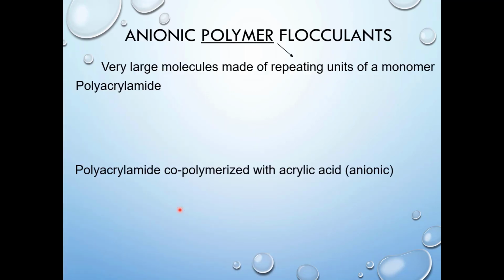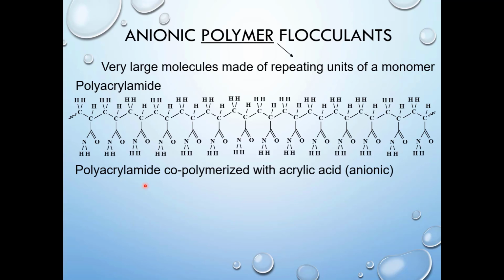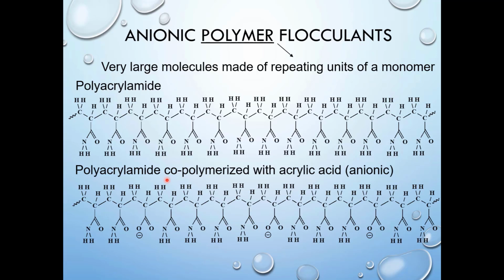So let's take another look at those polymer flocculants. This is an example of polyacrylamide, and this is basically the polymer that you use, but not quite in this way. What you have to do is copolymerize polyacrylamide with acrylic acid, and then you treat it with a very strong acid in order to deprotonate it, and then you get this polymer that is slightly charged.